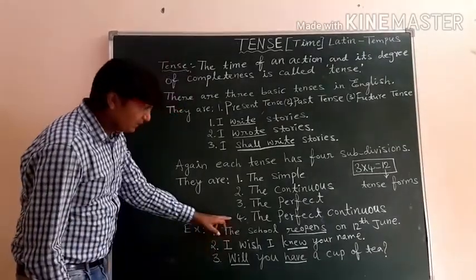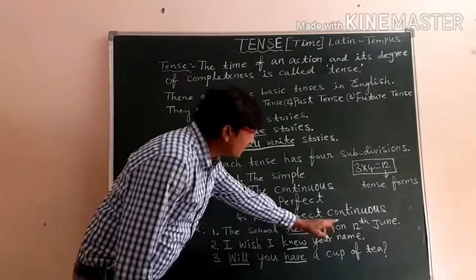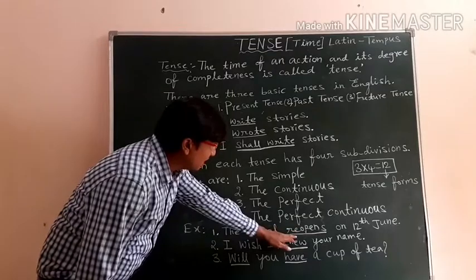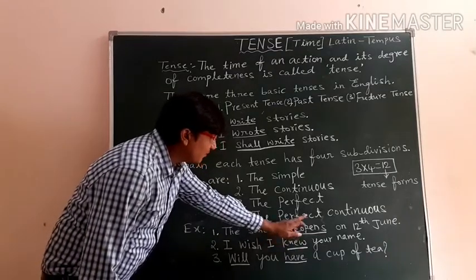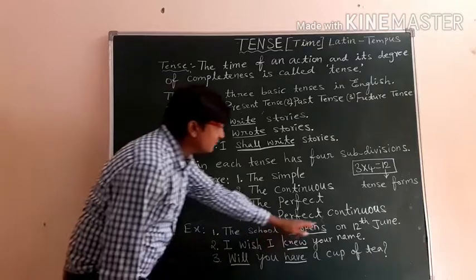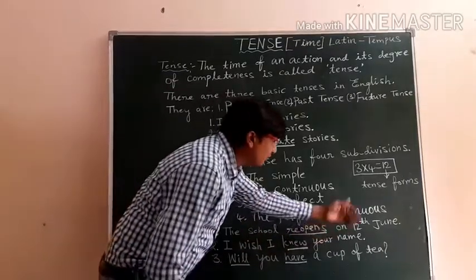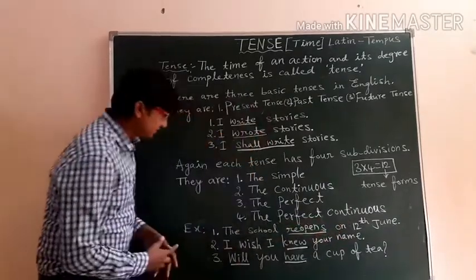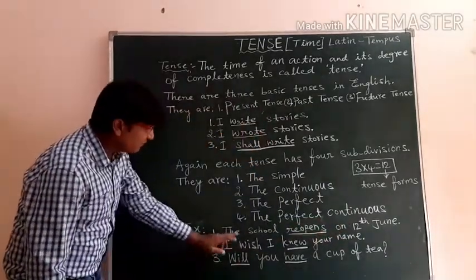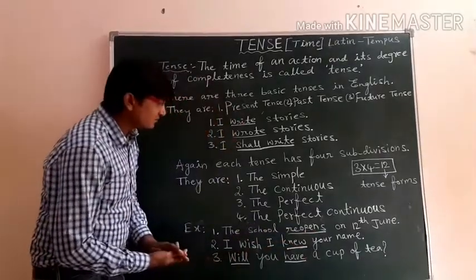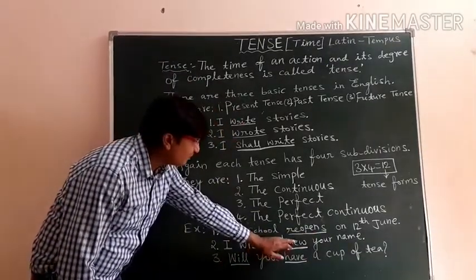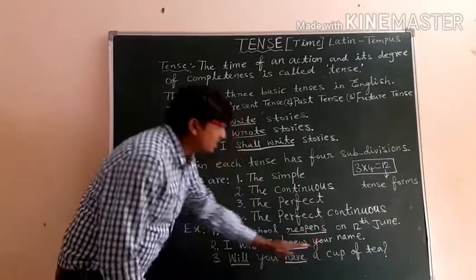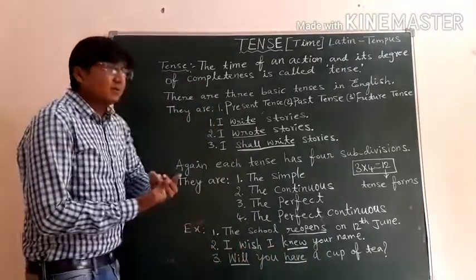In the first example, the school reopens on 12th June. Here reopens tells us the sentence is in present tense, but the action refers to the future. The action is going to take place in the future. And in the second sentence, I wish I knew your name. Here the verb knew is in past tense, but it refers to present tense.